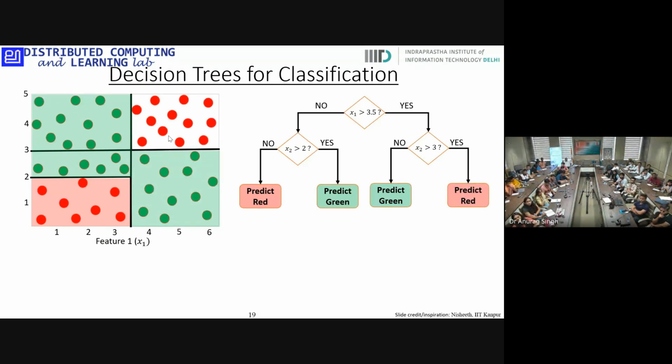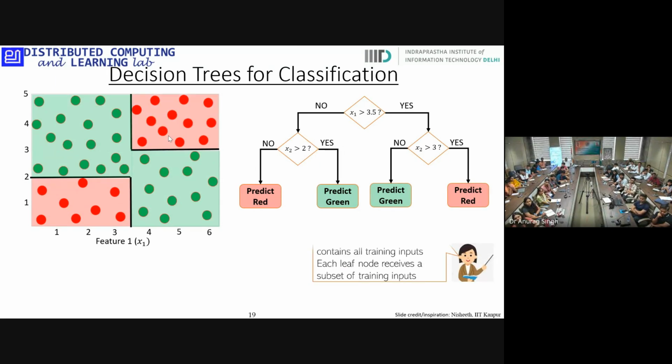So a property of decision trees: the root node contains all the training input. Each leaf node receives a subset of the training data.